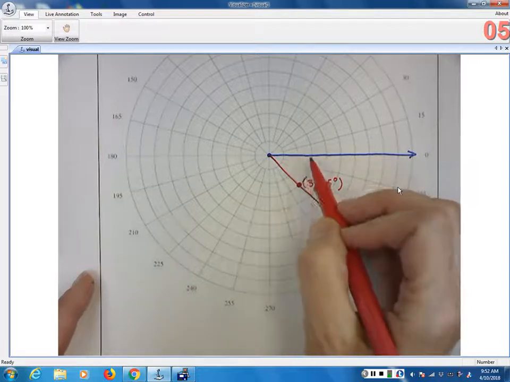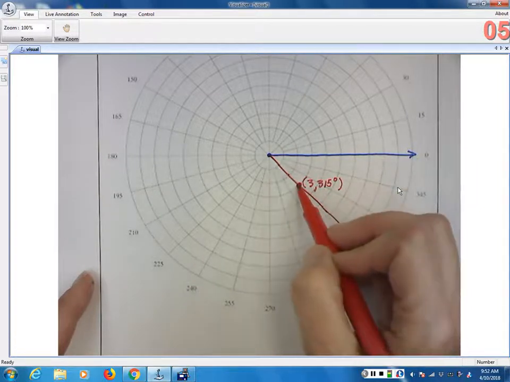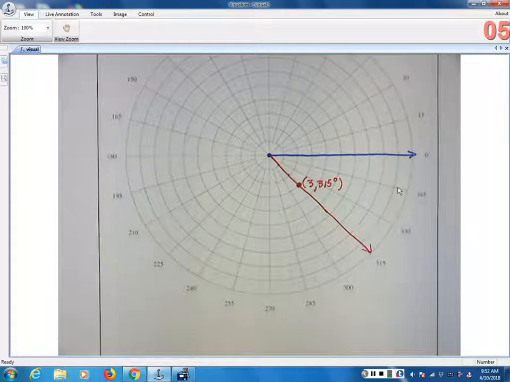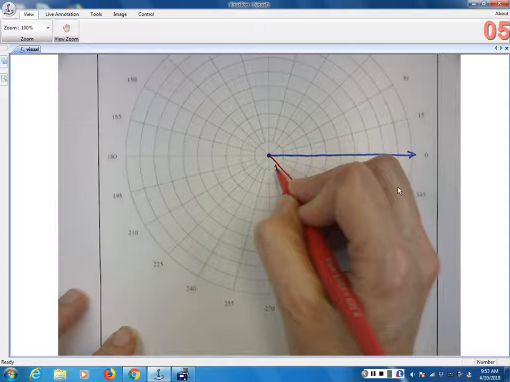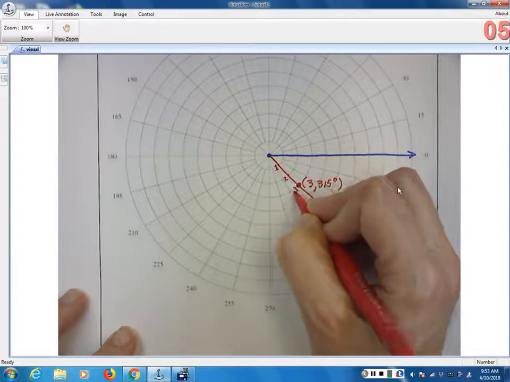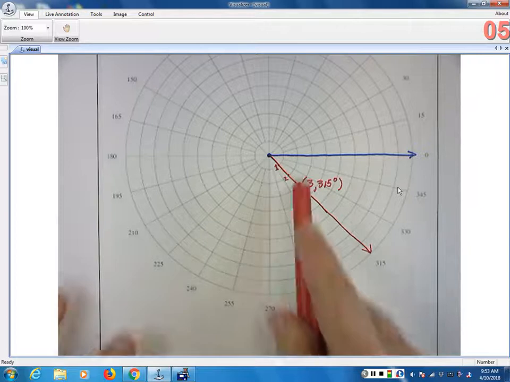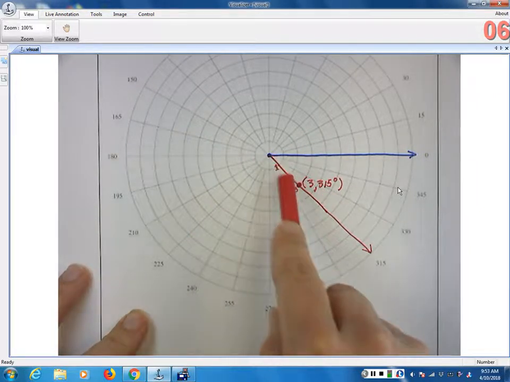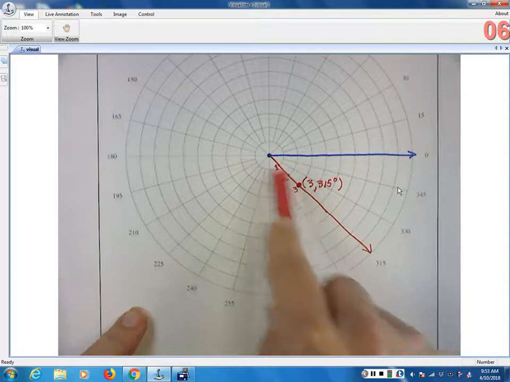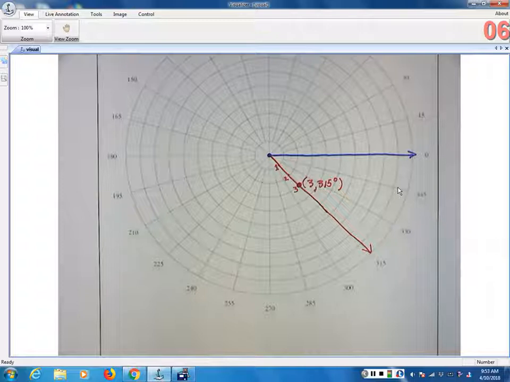What does the 3 correspond to? How far outward it is? 1, 2, 3. Yes, the radius. Right, good question. So we go with the angle, and then we go whatever the radius is, whatever r is. This was 3, so that's the point, 315.